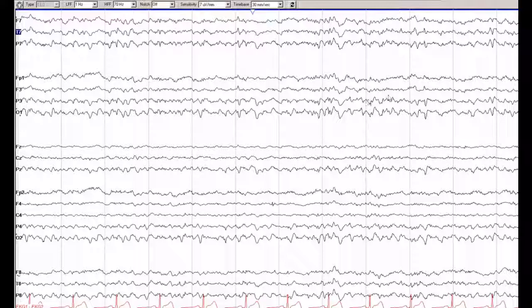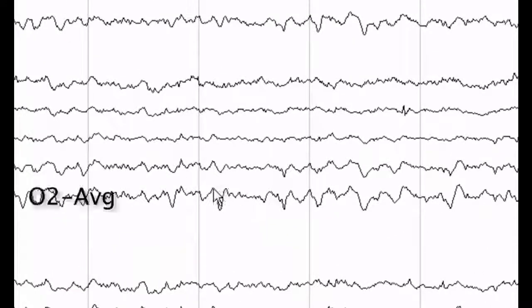Here, I have switched to an average reference montage. If we look at the same waveform on the right side, we can see that there is a downward deflection at O2 with reference to the average, suggesting that this is a waveform with positive polarity, maximal in the occipital region.